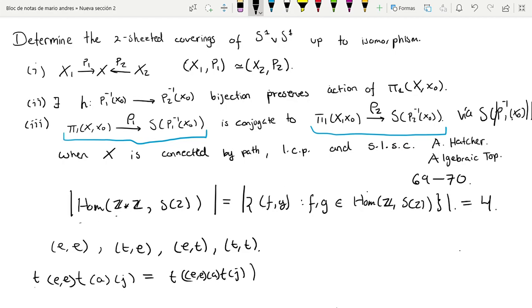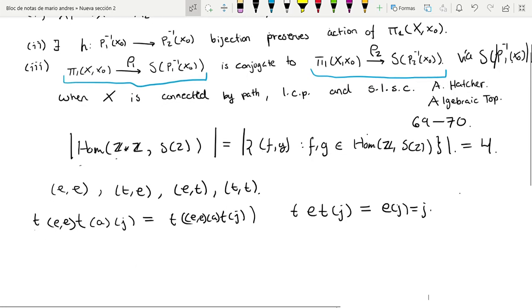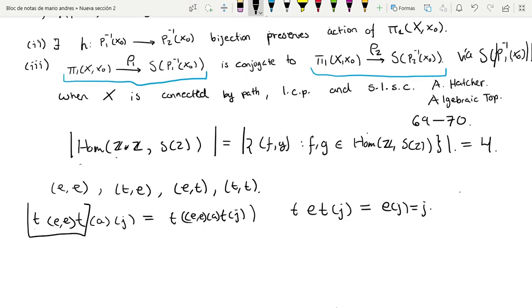Well, this morphism E on A, it is just the identity. So this part over here is just the identity on S2. So we get this: transpose, then do nothing, and then again transpose, right? So this is just the identity on G, right? Okay, so this morphism that we're dealing with is just the identity, right?